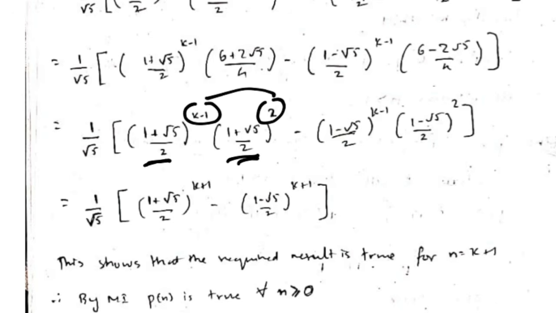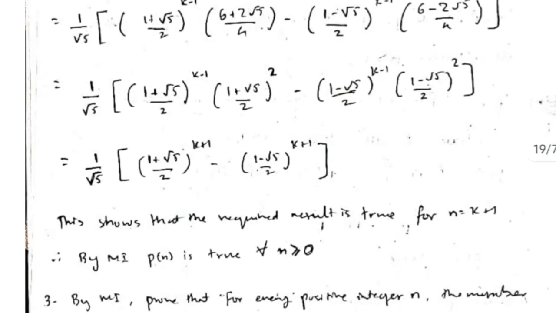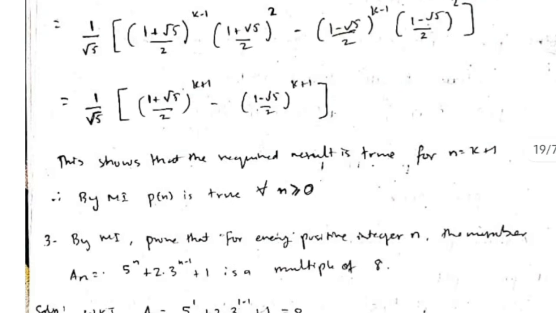K minus 1 plus 2 will give us k plus 1. Here also it's the same thing, we will get k plus 1. Since we are getting the powers as k plus 1, it's the expansion of p of k plus 1. So it's true for n equal to k plus 1. Therefore by mathematical induction p of n is true for all n greater than or equal to 0.